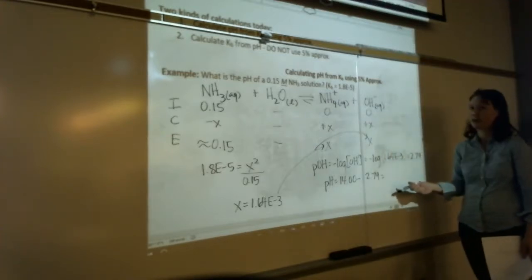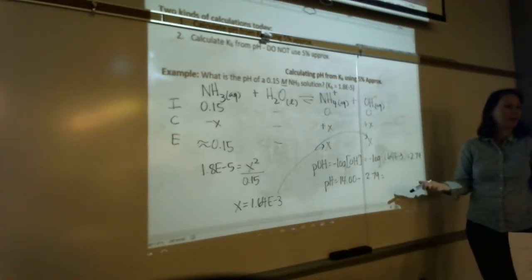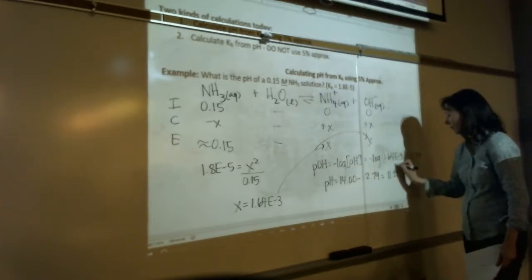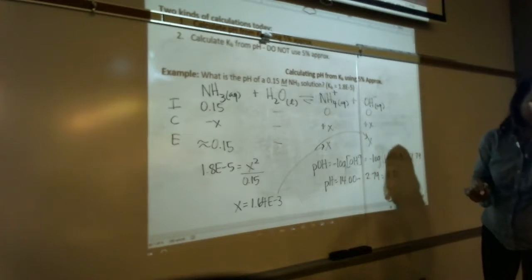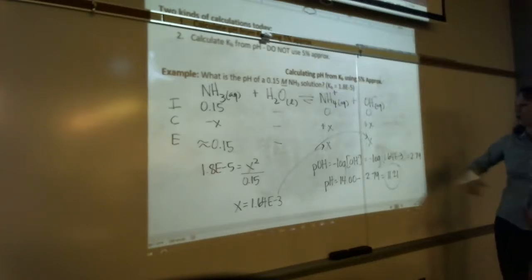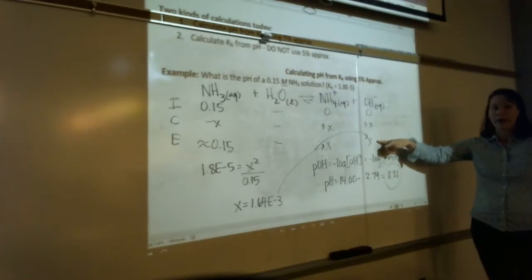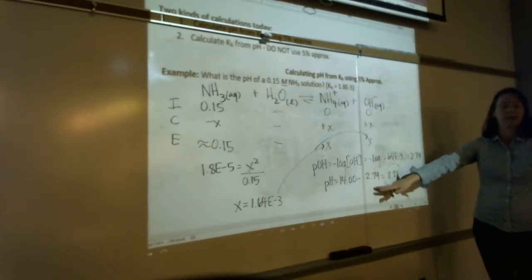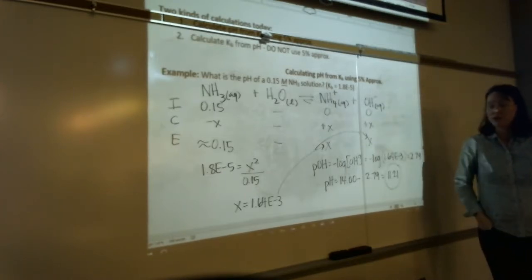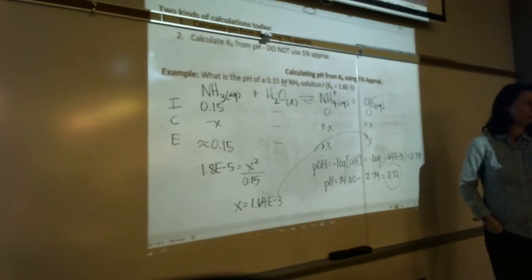Is this going to be a number greater than 7? Hope so, right? pH of a base should be greater than 7, and it is, 11.21. Is that a reasonable pH for a base? Yes, it is. So like I said, this is literally the same stuff as we did with weak acids. The only difference now is we have to calculate a pOH first and then turn that into a pH. So as long as you understood last week's stuff, then this week's stuff is really just a minor modification.